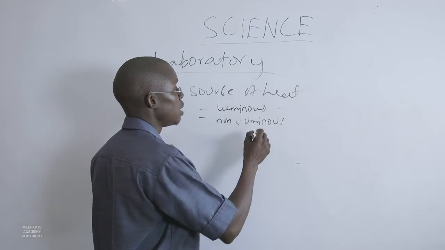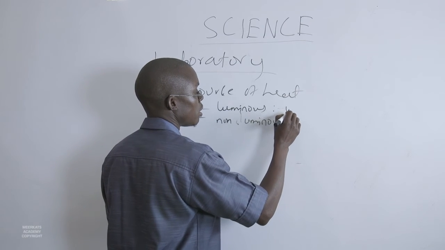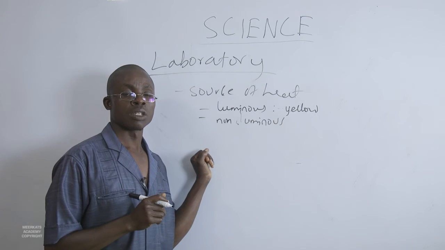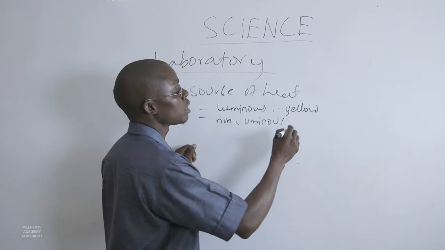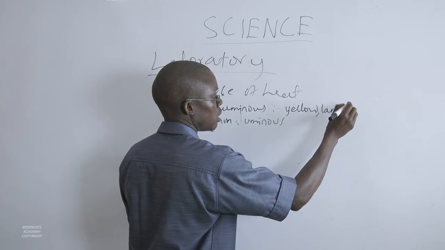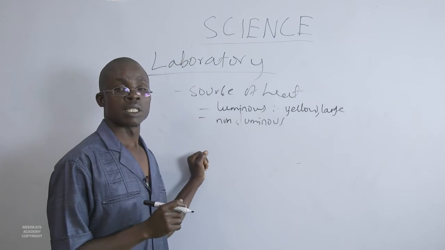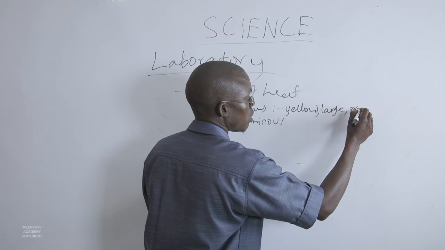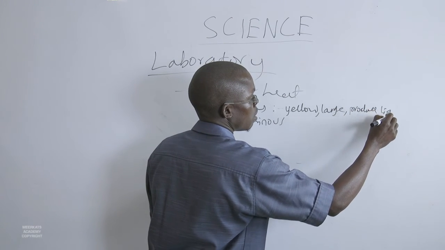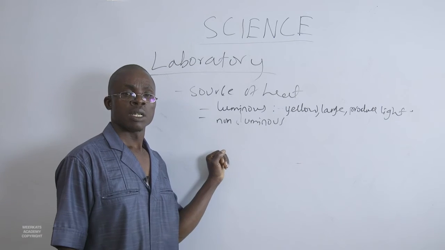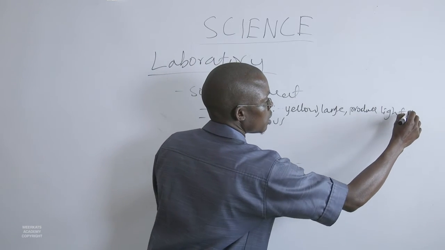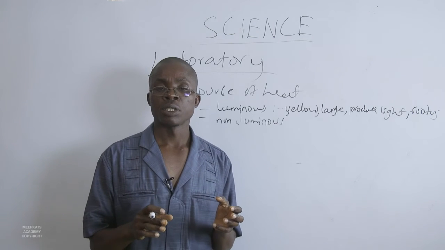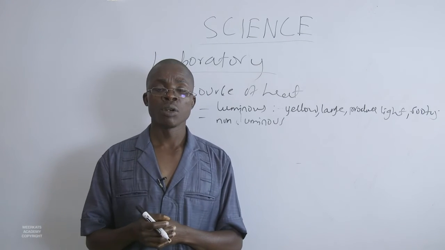Luminous flame is yellow in color. That is a luminous flame. In addition, it is large in size. Luminous flame: yellow, large in size. It produces a lot of light. In addition, it is sooty, so you will find that it is producing soot. These are just characteristics of a flame.